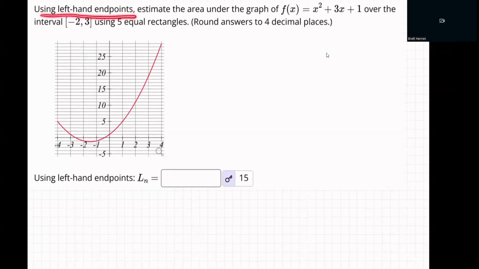Using left-hand endpoints, estimate the area under the graph of the function x squared plus 3x plus 1 over the interval -2 to 3 using 5 equal rectangles. Round answers to 4 decimals. Okay, so we're going from -2 to positive 3. We want all this area under here.